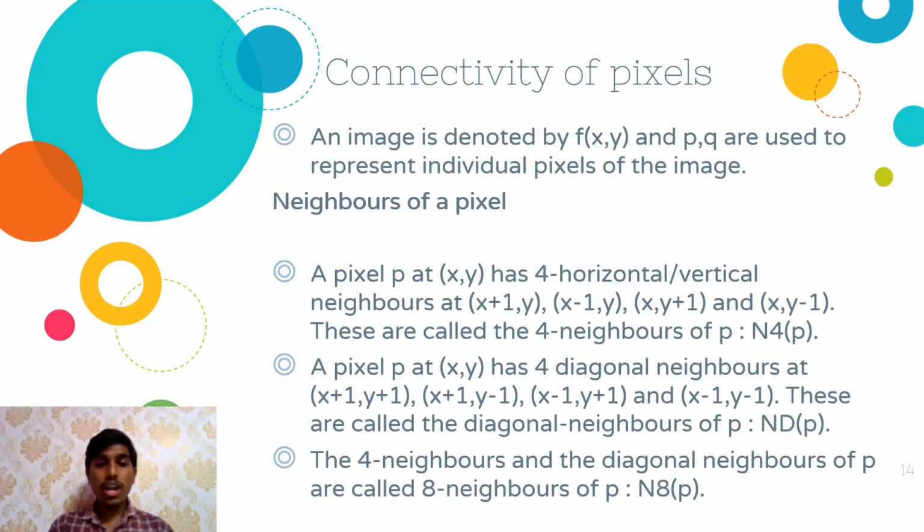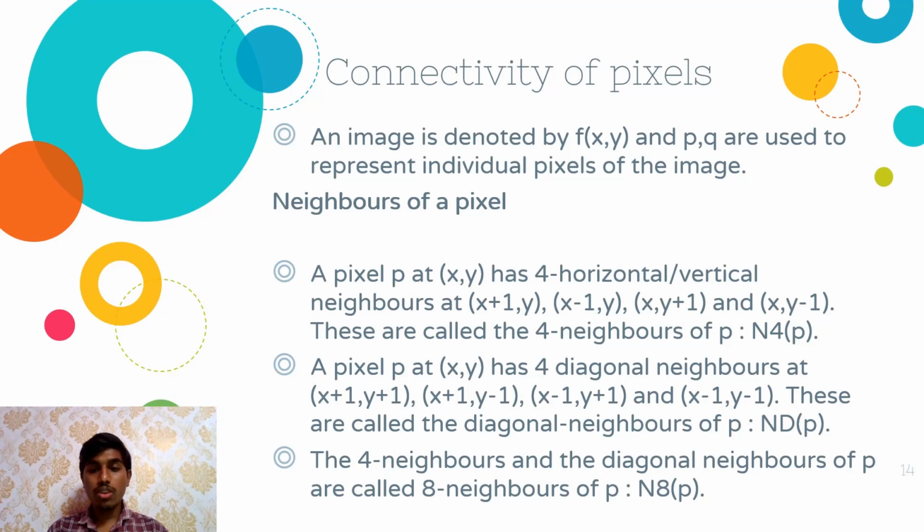A pixel p at (x, y) has 4 diagonal neighbors at (x+1, y+1), (x+1, y-1), (x-1, y+1) and finally (x-1, y-1). These are called the diagonal neighbors of p, denoted by ND(p). The 4 neighbors and the diagonal neighbors of p are together called the 8 neighbors of p, which is denoted as N8(p).